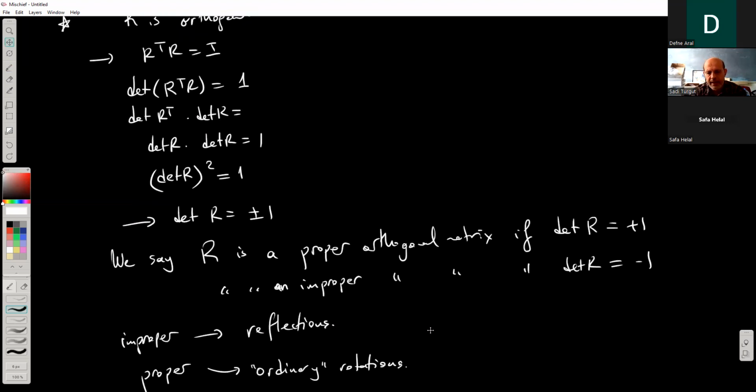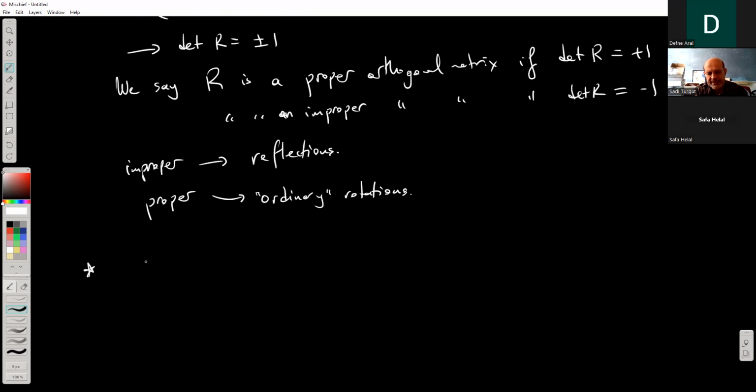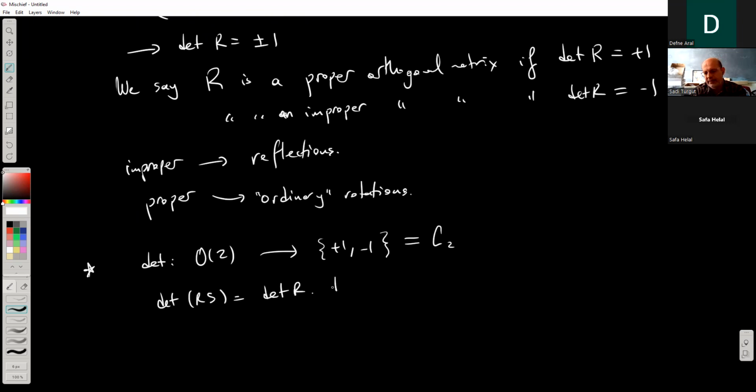So the determinant is a map from O(2) to the numbers +1 and -1, which I can think of as a cyclic group. Since the determinant of a product of two matrices satisfies that property, the determinant is a group homomorphism. In general, if you have a matrix group, the determinant is a homomorphism to some subset of the real numbers or complex numbers.